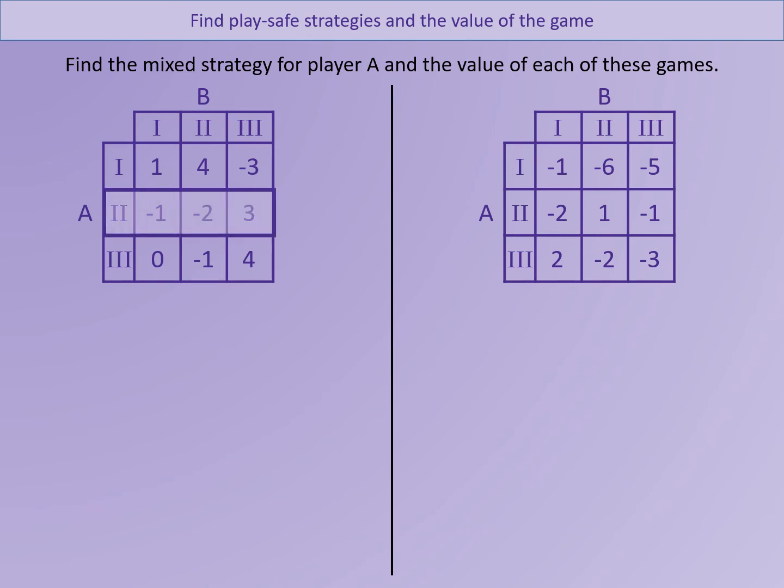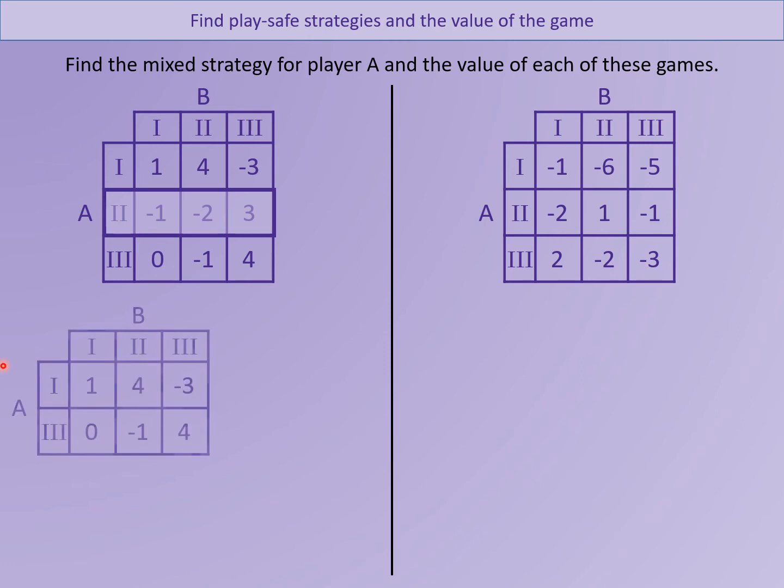So first of all, we can see that player A will never play option 2. That is because it is dominated. It's always dominated by option 3 because the values in option 3 are all larger than the corresponding values in option 2. So we can reduce the matrix. Now the values we should have ended up with here, if we had assigned probabilities P and 1 minus P for player A, are these three values here.